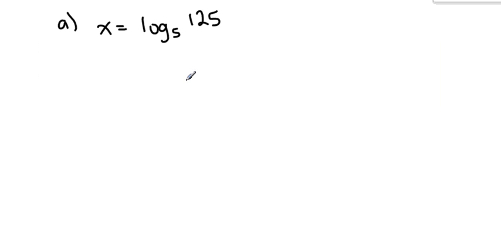So here's question A. It says x equals log base 5 of 125. Now, our goal is to solve for x, and x is already isolated. That means I don't have to do any algebra manipulation. All I have to do is evaluate what's on the right side of the equal sign. So I need to evaluate what is log base 5 of 125.